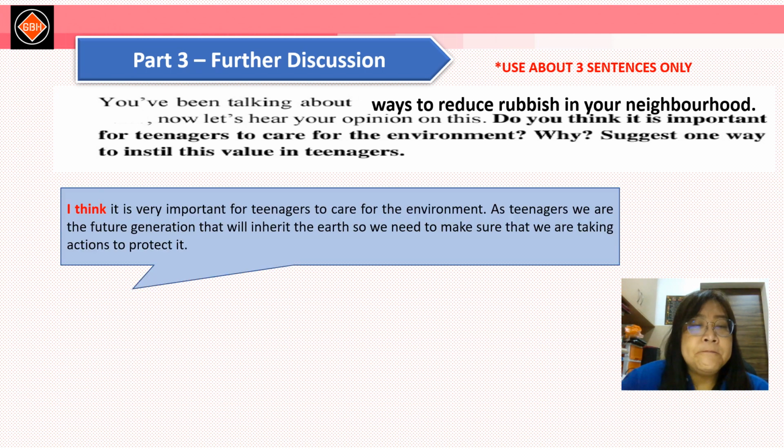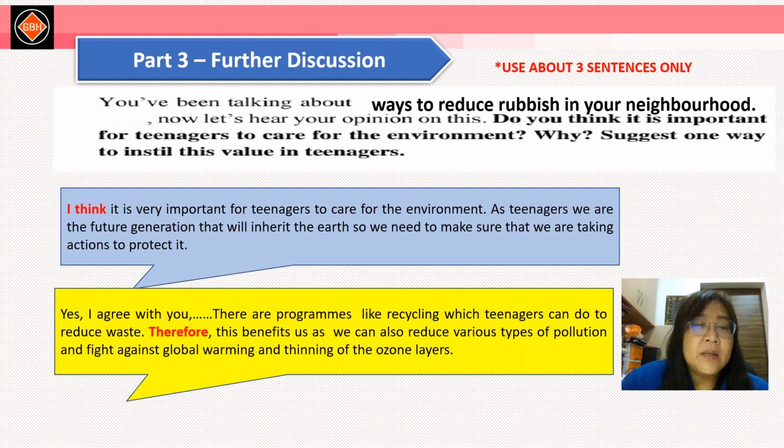So you can answer. For candidate A, you can say, I think it is very important for teenagers to care for the environment. As teenagers, we are the future generation that will inherit the earth. So we need to make sure that we are taking actions to protect it. And B can say, yes, I agree with you. There are programs like recycling which teenagers can do to reduce waste. Therefore, this benefits us as we can also reduce various types of pollution and fight against global warming and thinning of the ozone layer.